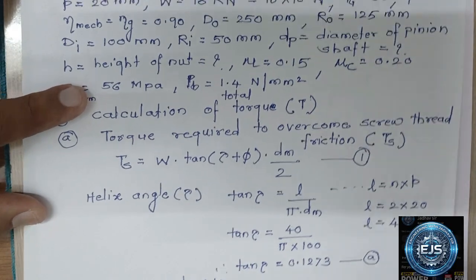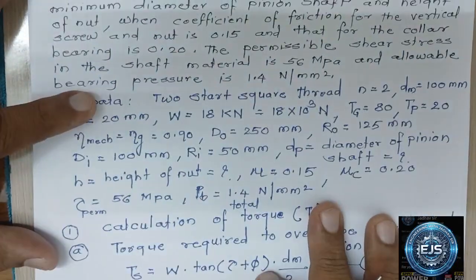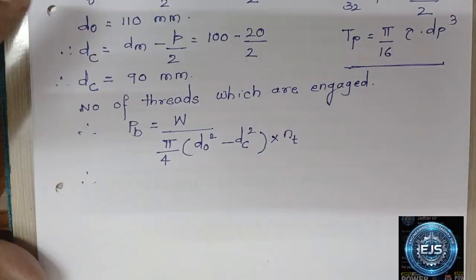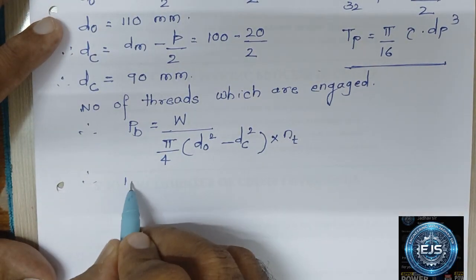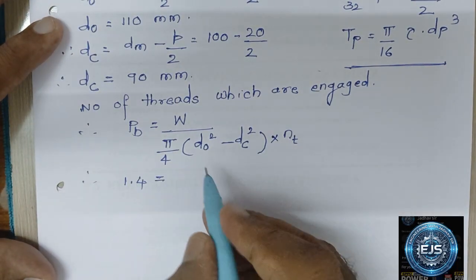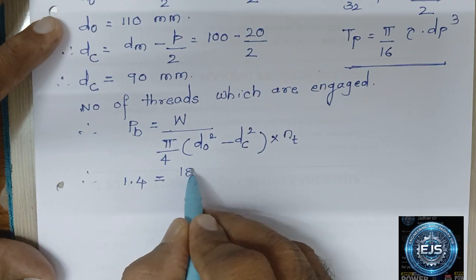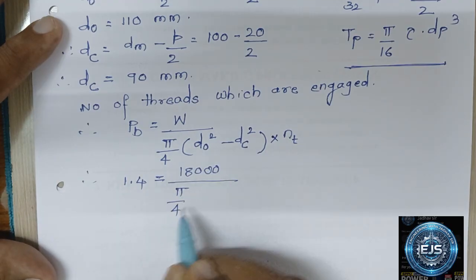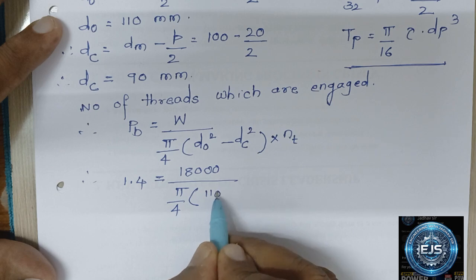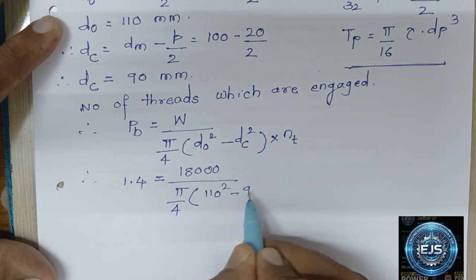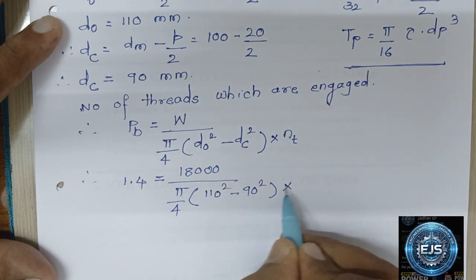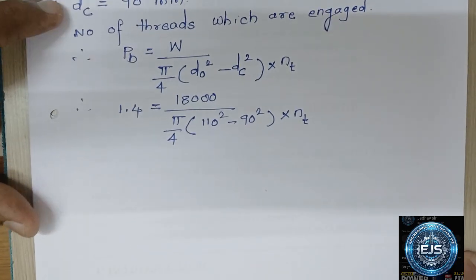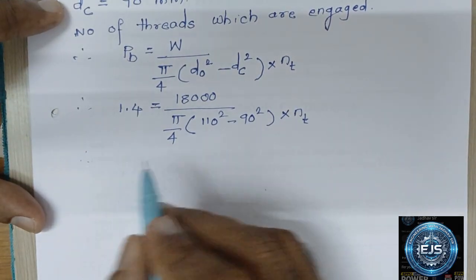Bearing pressure in the problem is 1.4 Newton per mm square. So taking this value, the load is 18,000 Newton divided by pi by 4 into DO is 110 square minus DC is 90 square and multiplied by NT. NT is nothing but number of threads of the screw and nut which are actually engaged.